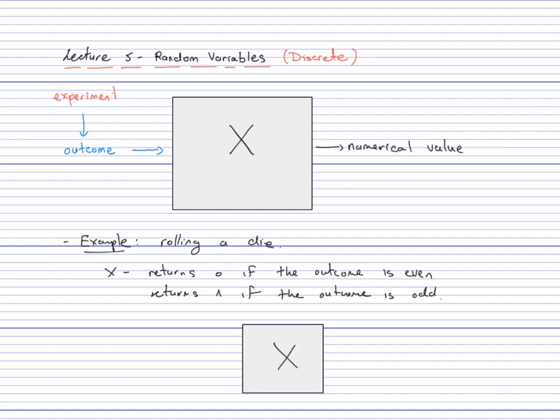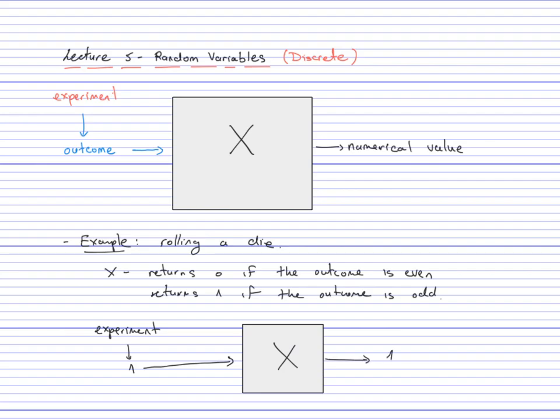So let's do it together. Suppose that we get 1. So from the experiment, we got 1. Okay, great. So now, by putting the outcome 1 into the machine, according to the definition of X, 1 is an odd number, and therefore X needs to return 1.